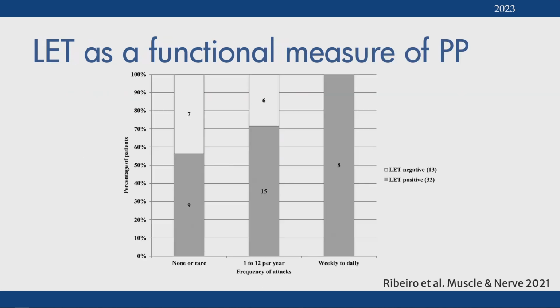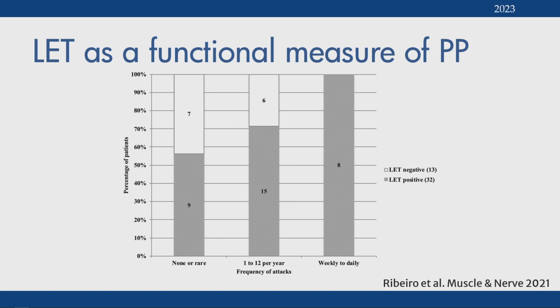But this is some work that we did on the cohort in England, in Queen Square, when I was there during my PhD. What you can see on the y-axis is the percentage, and on the x-axis, the patients with genetically confirmed periodic paralysis. All of these patients are grouped according to their frequency of attack. So on the end there, it's weekly or daily, and all of those patients had a positive long exercise test.